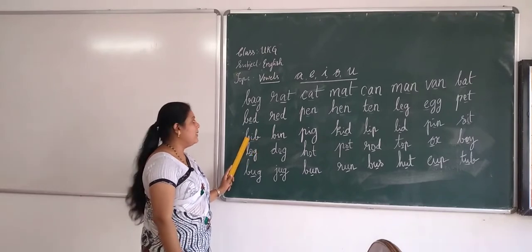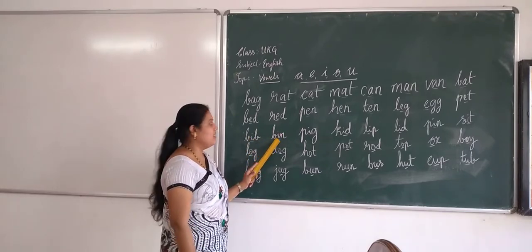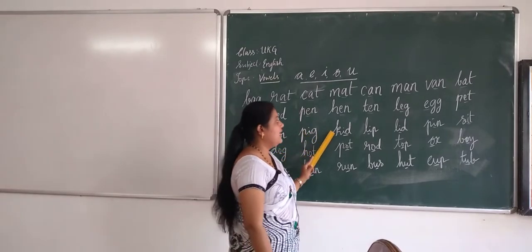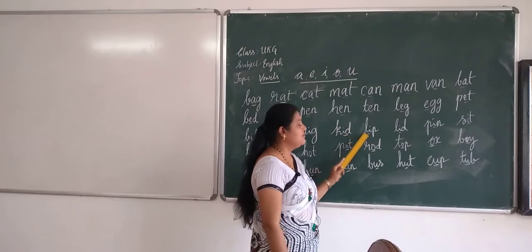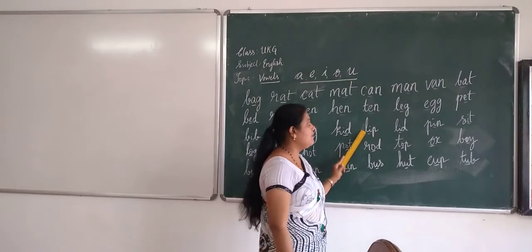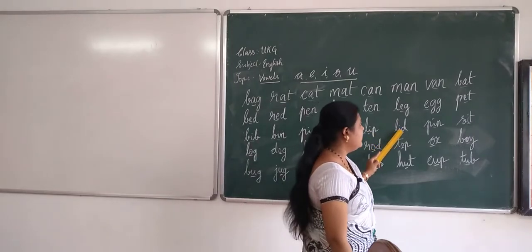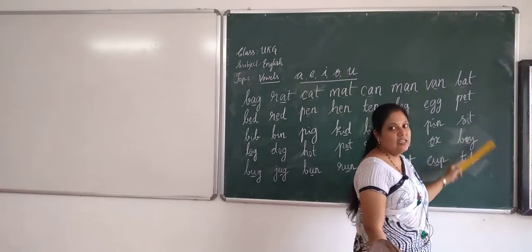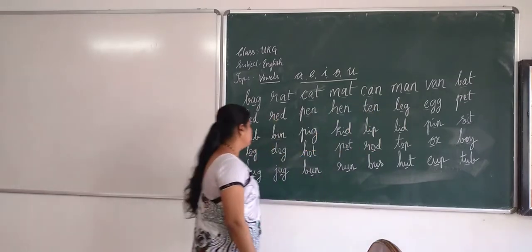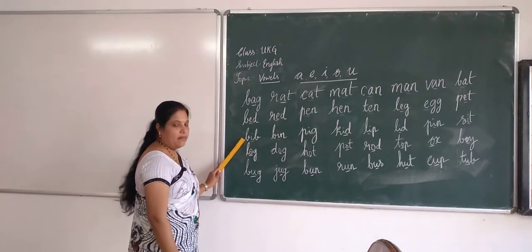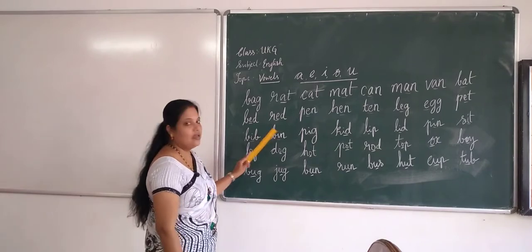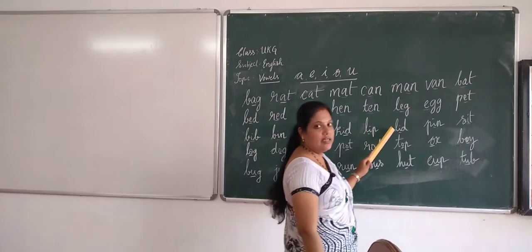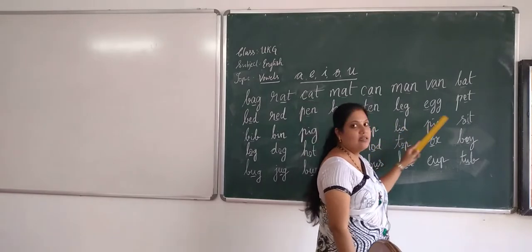B-I-B, what is that? Bib. B-I-N, bin. P-I-G, pig. K-I-D, kid. L-I-P, lip. L-I-D, lid. P-I-N, pin. S-I-T, sit. Okay, shall we read? Bib, pin, bin, pig, kid, lip, lid, pin, sit.